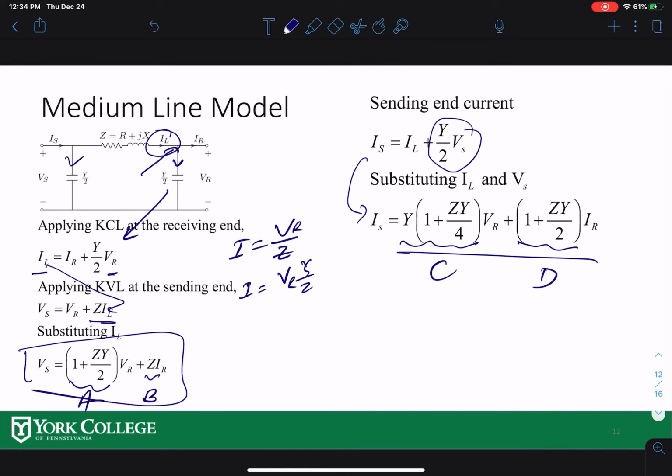So now, with the model, if I apply KVL at the receiving end, IL is coming in, IR, and the current in this branch over here is Y over 2 times VR, because admittance is the inverse of impedance, right? So with simple KVL, Vs equals VR plus the drop in the line. Now, if I combine these two equations, I get this equation over here.